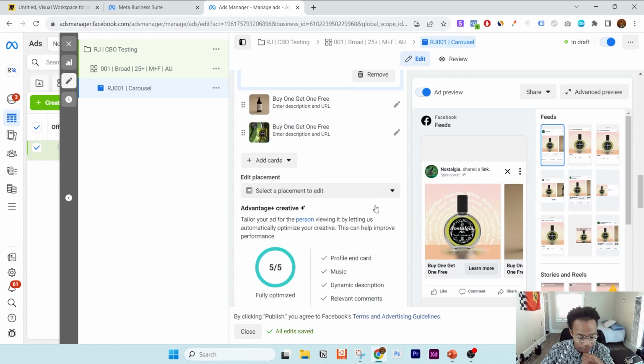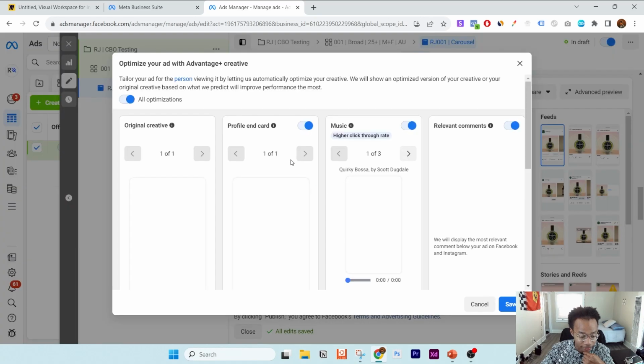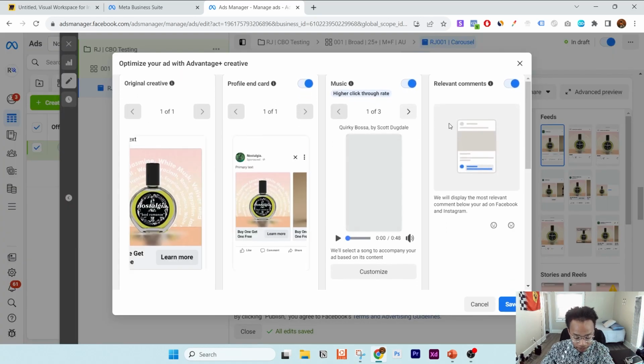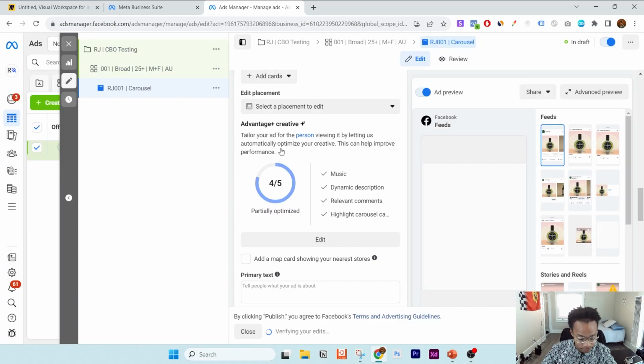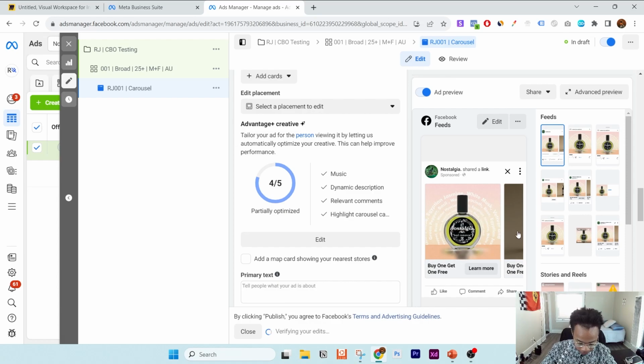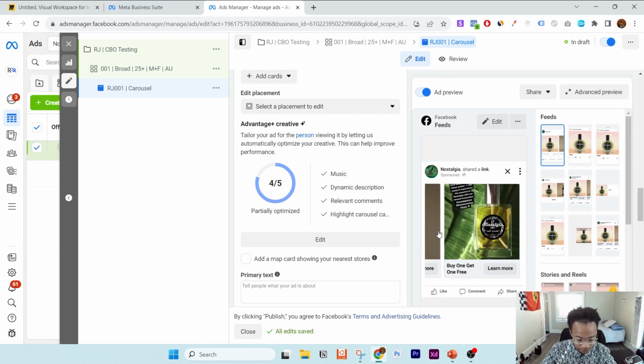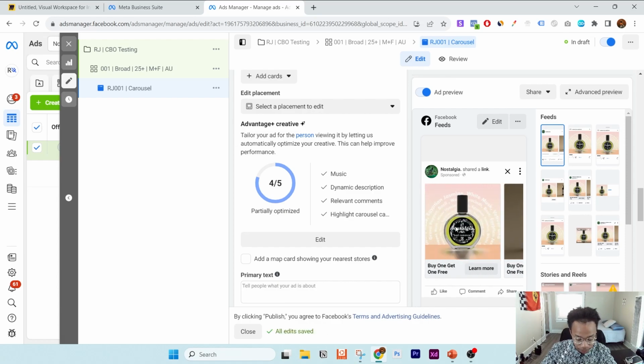So say we have these 3 different elements. I also like to turn off, we go to Advantage Plus Creative, optimize that. I also like to turn off the profile in card. That's just my preference. I usually leave Advantage Plus Creative on, even though it does alter a little bit. I have noticed a bit of improved results by leaving it on.